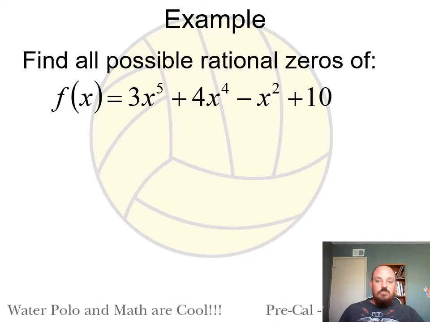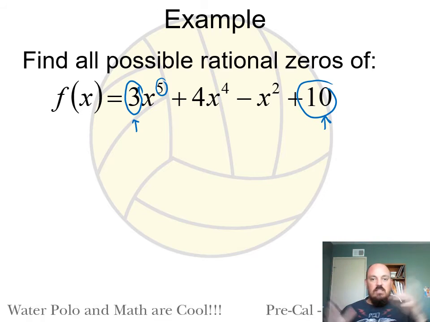Let's find all the possible rational zeros of this. We're not going to find them yet. So basically, to do the rational zero test, I only need to look in two places. I need to look at the constant term, which is 10, and I need to look at the lead coefficient. So I scan through and I see that my highest power of x is x to the 5th, which means I'm going to use its coefficient. I'm going to use the 3 and the 10, and that's it. The numbers in between them, the 4x to the 4th and the negative x squared, you use those to find the actual zeros, but to find just the list of possible zeros has nothing to do with it.